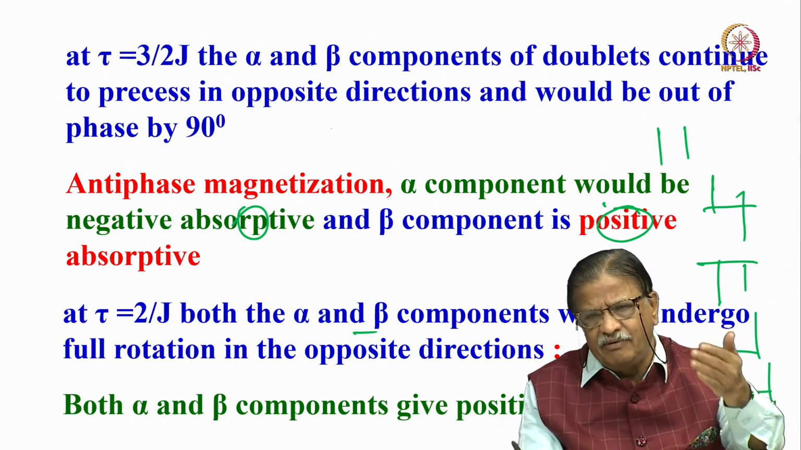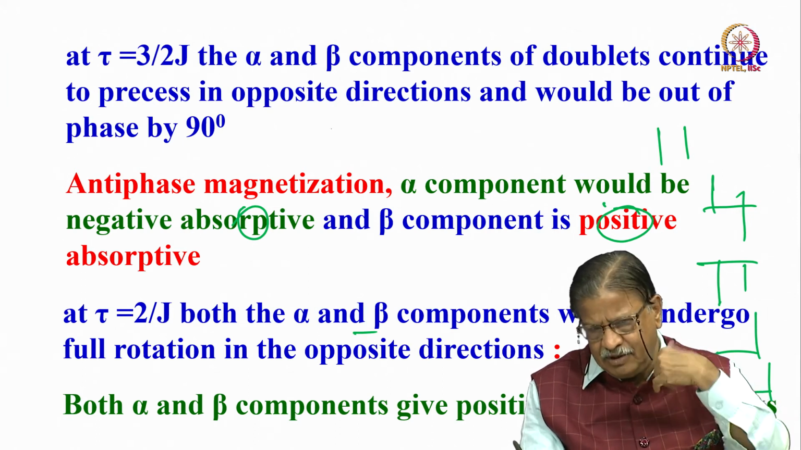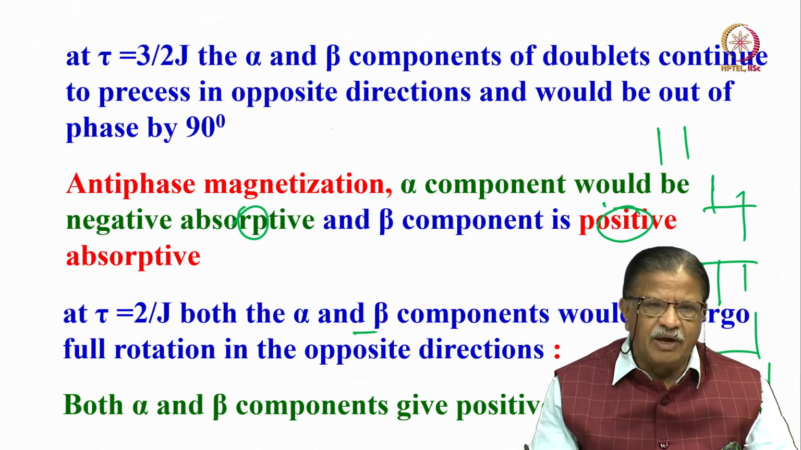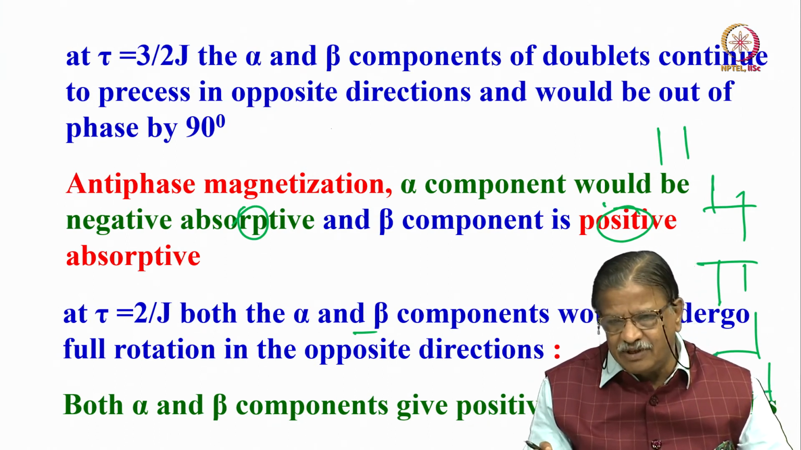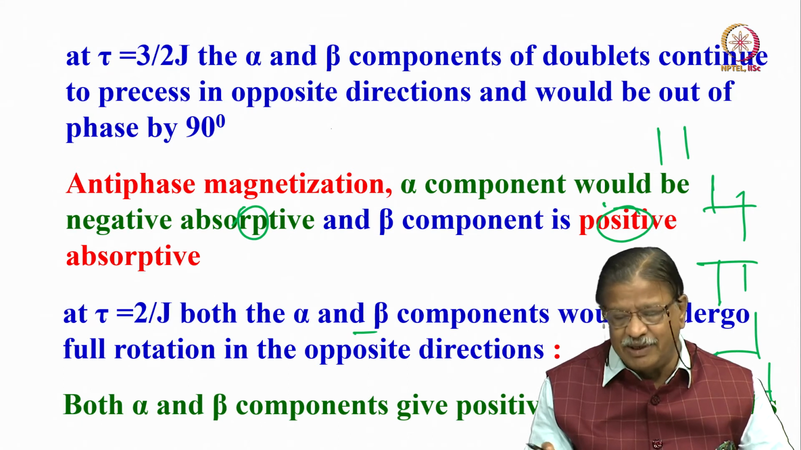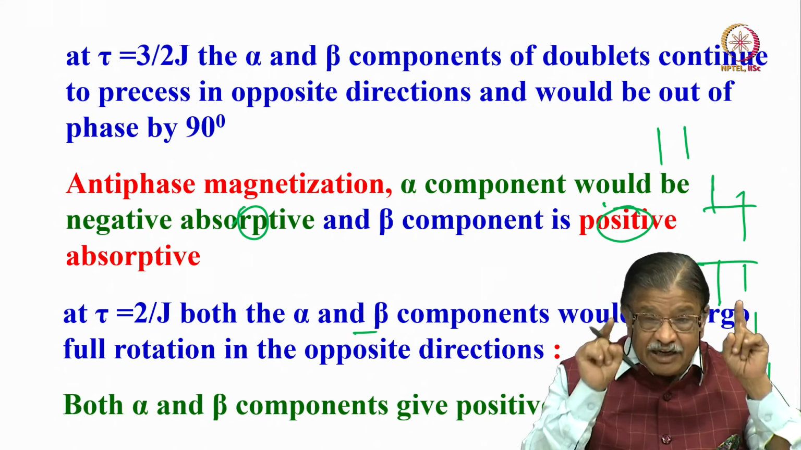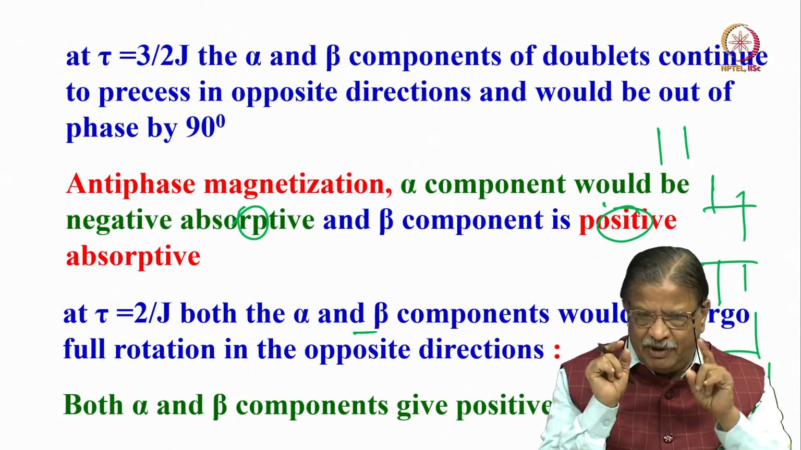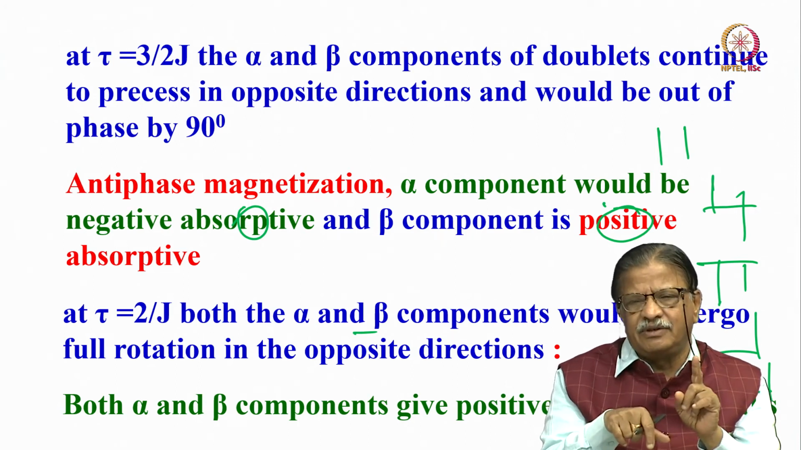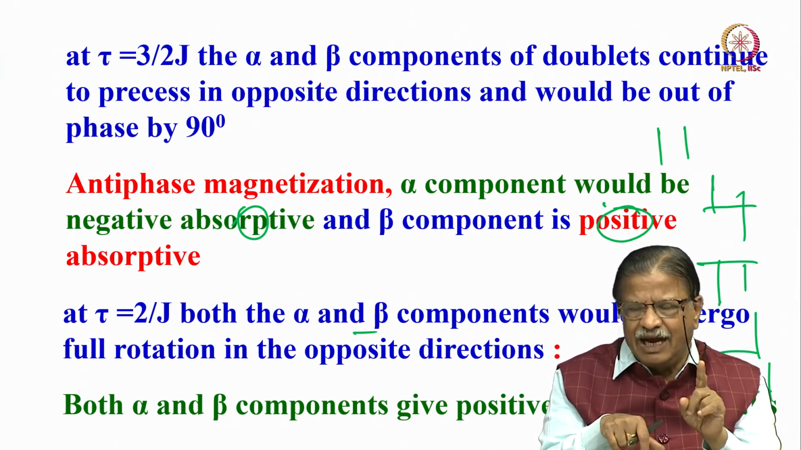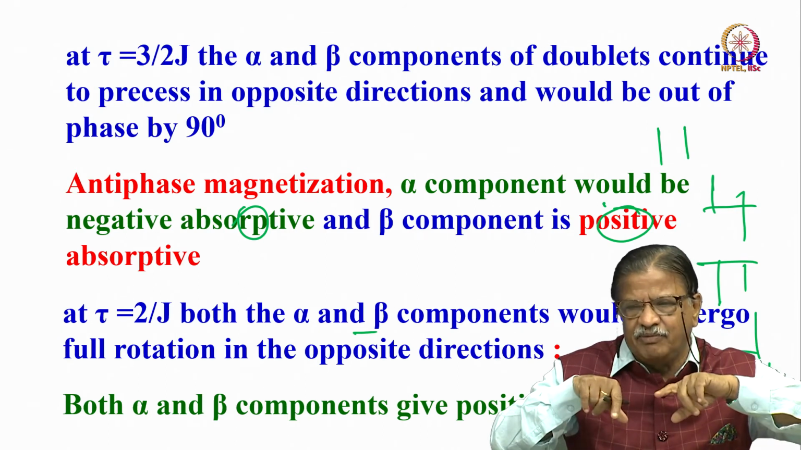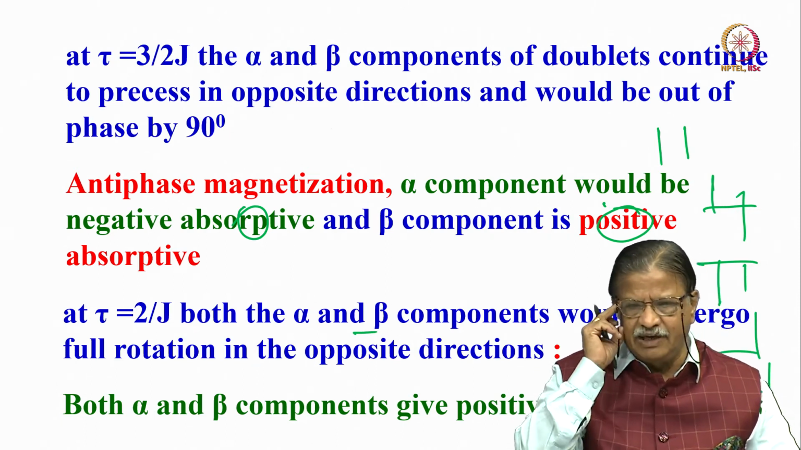Start with positive absorptive, anti-phase, then negative, and then again come back. So this is what we are going to see as you give the delay equal to 1 over 2J, 1 over J, 3 by 2J, and 2 by J. The entire J-split doublet components will be in-phase absorptive, anti-phase dispersive, and then again it is going to become negative absorptive, both of them in-phase negative absorptive, and then completely come back after one full rotation.